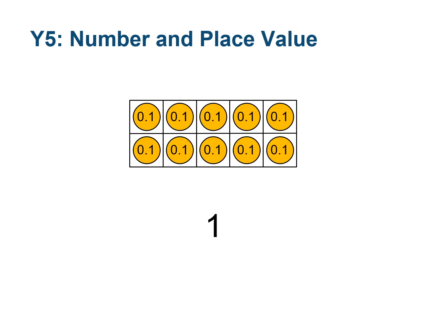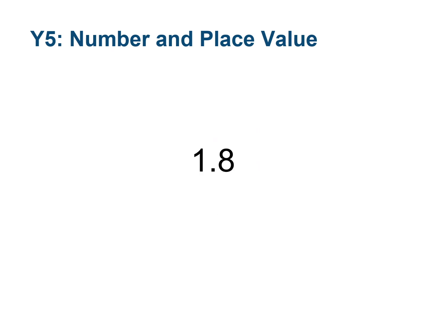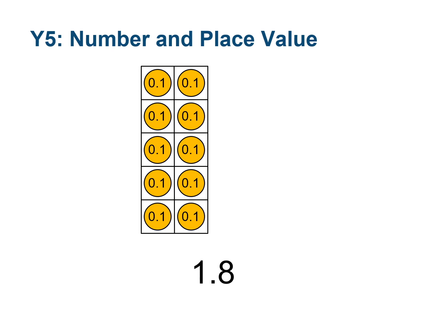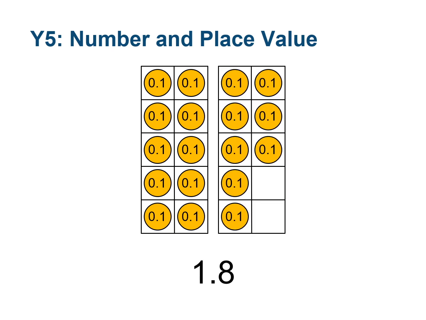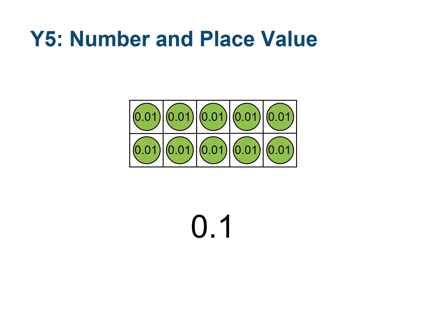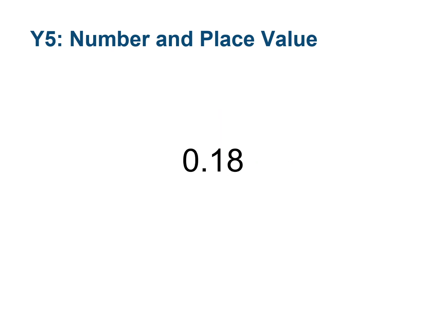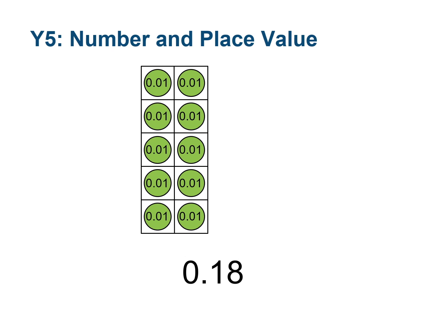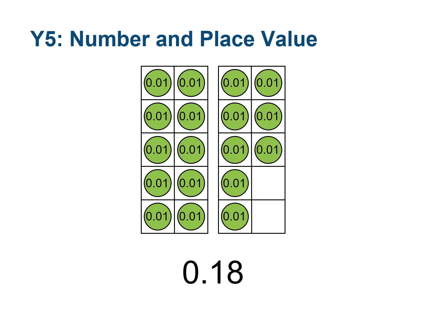Once pupils have understood that 10 tenths are equivalent to 1, they should use this knowledge to work out how many tenths there are in numbers with ones and tenths values. 10 tenths are equivalent to 1, so 18 tenths is 1 and 8 tenths. And they should also be able to use the knowledge that 10 hundredths are equivalent to 1/10 to work out how many hundredths there are in numbers with tenths and hundredths digits. 10 hundredths are equivalent to 1/10, and 8 more hundredths is 1/10 and 8 hundredths.